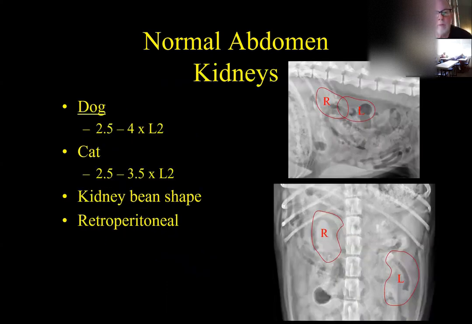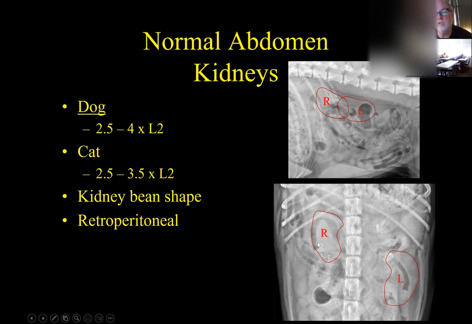Okay, kidneys, where are they located and how do we know if they're too big or too little? Well, the kidneys on the lateral view should be up here. If you remember, they're not in the abdominal cavity. They're in the retroperitoneal space. The right kidney lives right over in here, and it's almost always more cranially oriented than the left kidney.